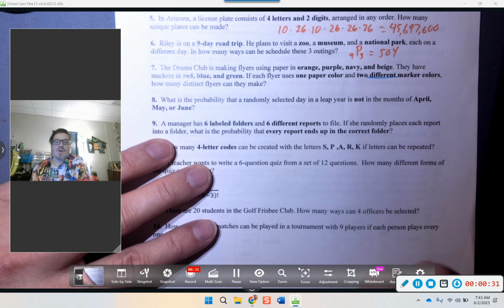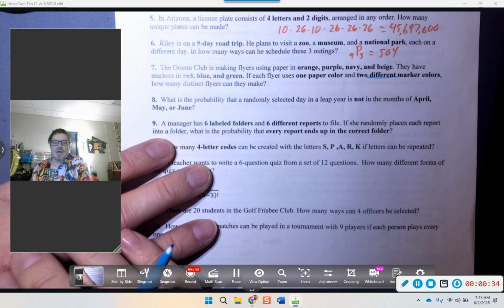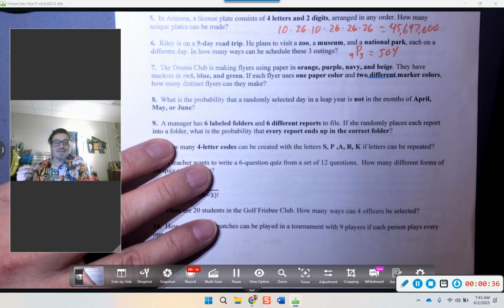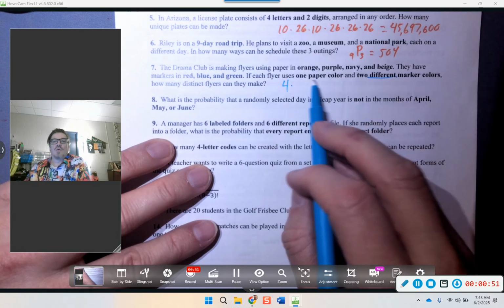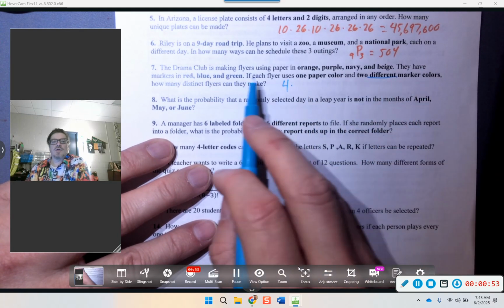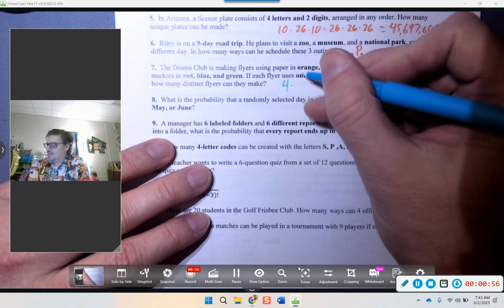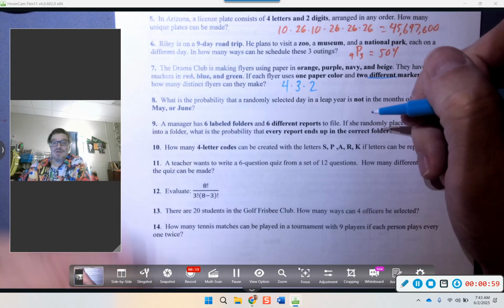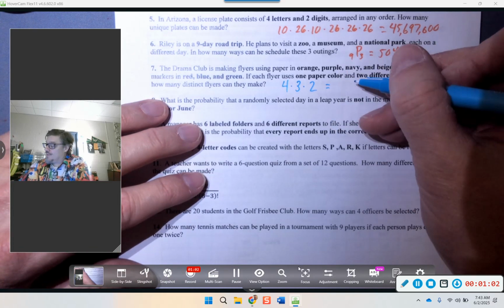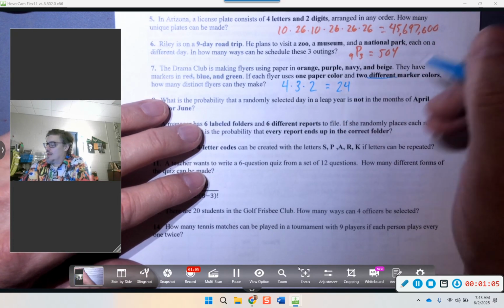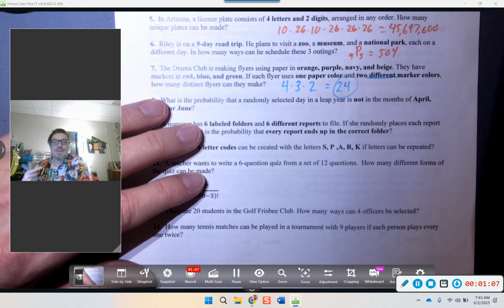So here, we're not doing a permutation. The order doesn't matter. The combination doesn't matter because you've got different objects, right? You're not choosing from the same pool of things. This is what's called the fundamental counting principle, where you're literally counting how many choices you have for the one paper color, and then you're going to have 2 different marker colors. So if you have 3 marker colors for your first choice, you can only have 2 in your second choice. All right, so that ends up being 4 times 3 times 2, which is 24. So there's 24 different ways that you can get one paper color and 2 different marker colors.